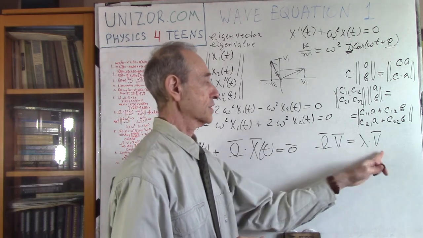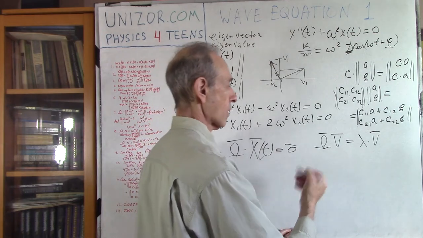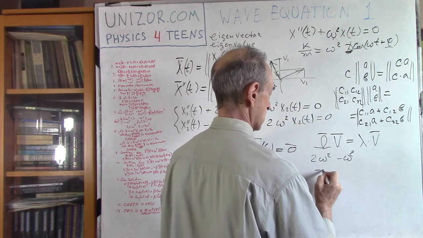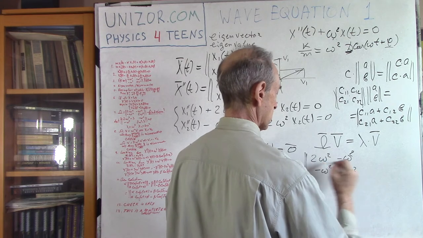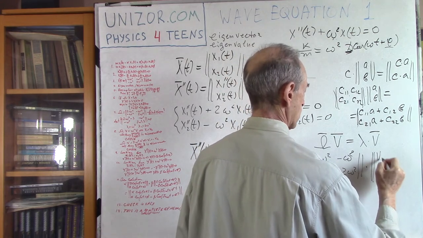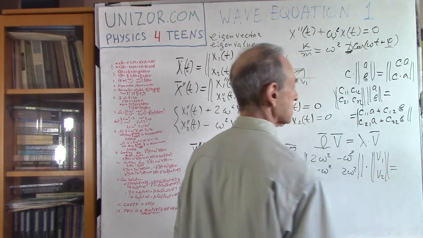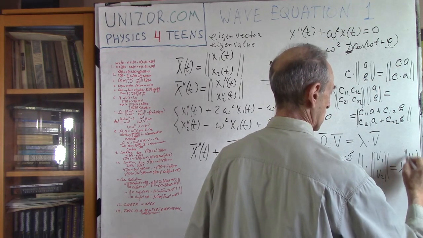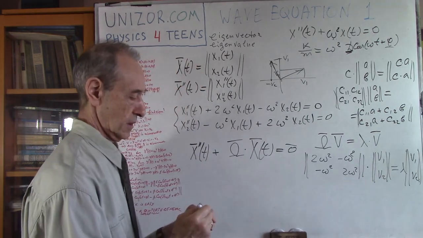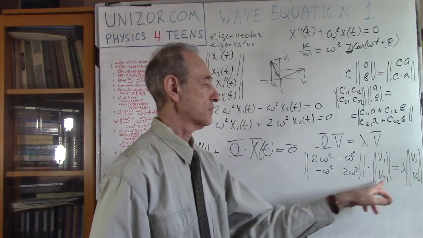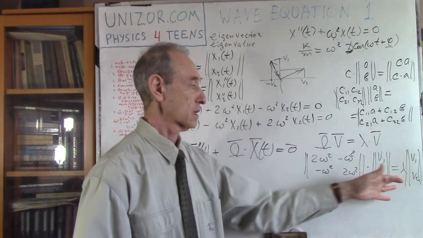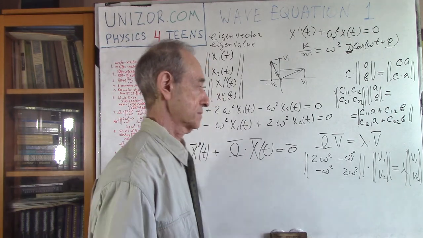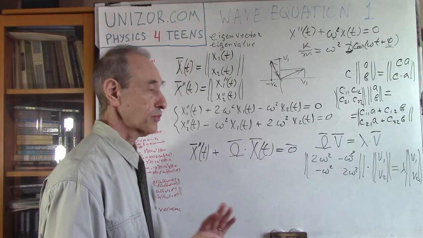Now, what is this? Let me just describe it in more matrix format. It's the matrix 2 omega squared, minus omega squared, minus omega squared, 2 omega squared, times v1, v2, equals lambda times v1, v2. So this is where I have to find all v1, v2 which basically give me this particular kind of stretch. I have to find all these vectors. Well, first of all, let me give you the answer.